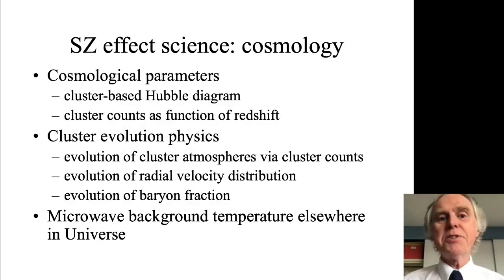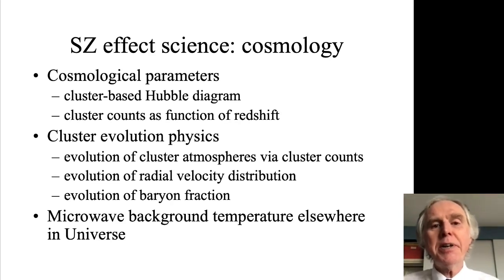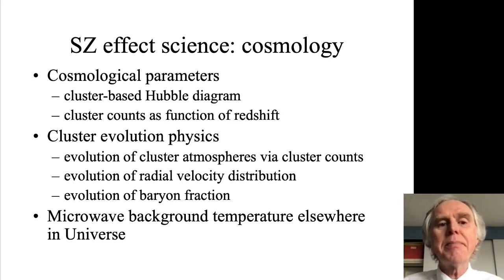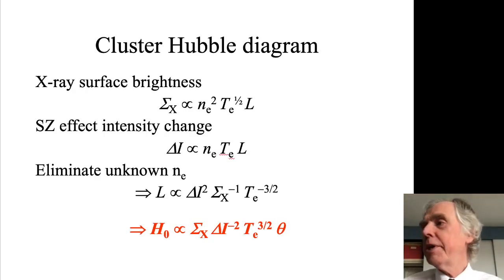You can also use clusters for cosmology. I've already explained how you can get the baryon fraction. Let's look at a few other things. One neat trick is to use clusters to measure Hubble constants. And you can do this because the X-ray surface brightness and the SZ effect surface brightness, sigma x and delta I here, scale in different ways with electron density, electron temperature and size, L.